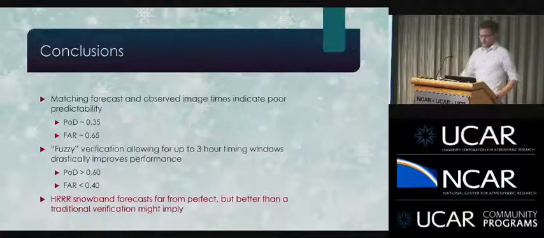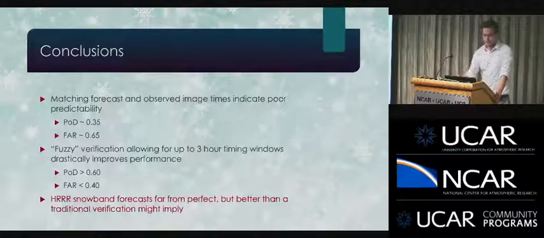Then when we matched forecast and observed image times, it initially indicated very poor predictability. Our probability of detection was only 35%. Our false alarm ratio was 65%. If we allow for up to 3-hour timing discrepancies, it drastically improves performance, so our POD was over 60% and our false alarm ratio was below 40%. And in summary, HER snowband forecasts are definitely still far from perfect, but they're much better than the traditional verification might imply when we just match corresponding times.